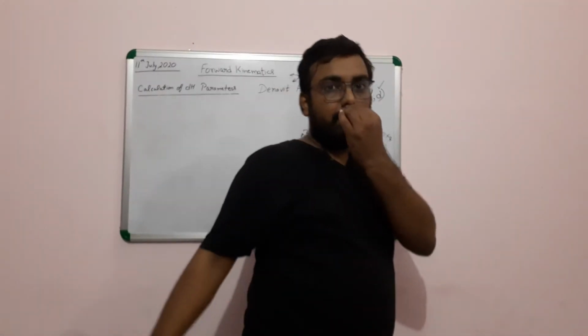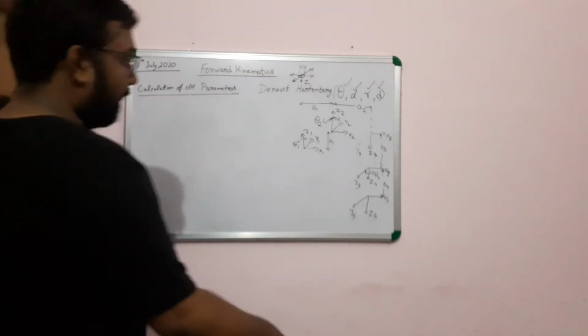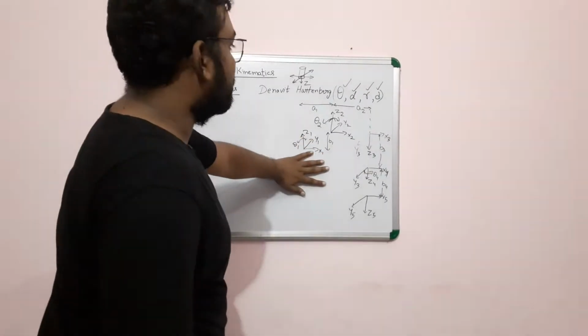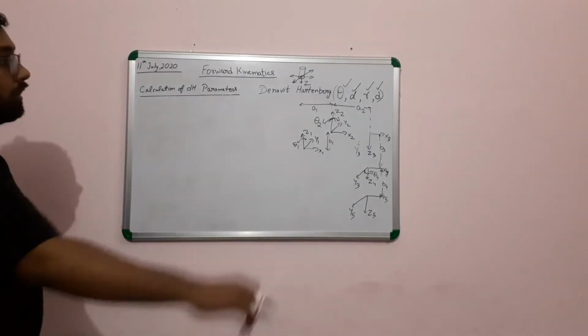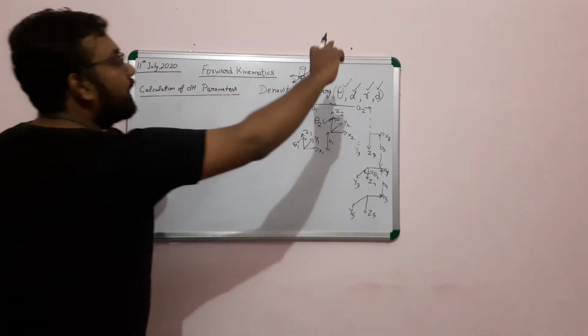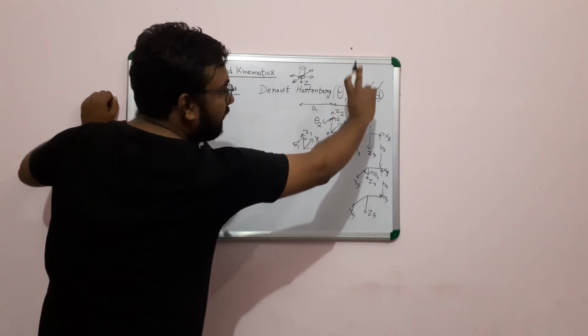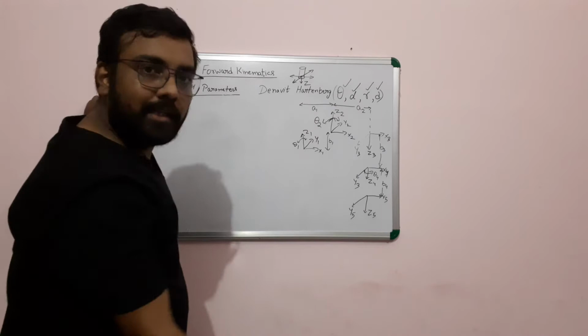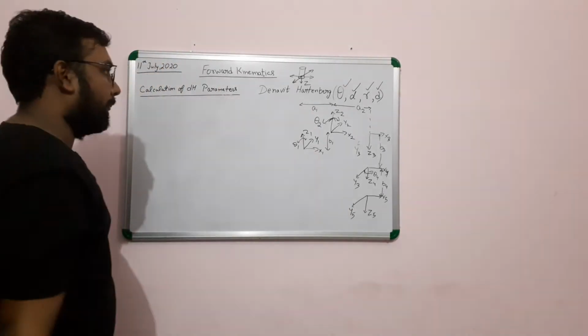Okay, so the second part of the video, fine. See, I have run this figure because now we need only this much. So the four parameters that we need to calculate are theta, alpha, r, and d. Fine. So first we'll learn what is theta, what is alpha, what is r, and what is d.